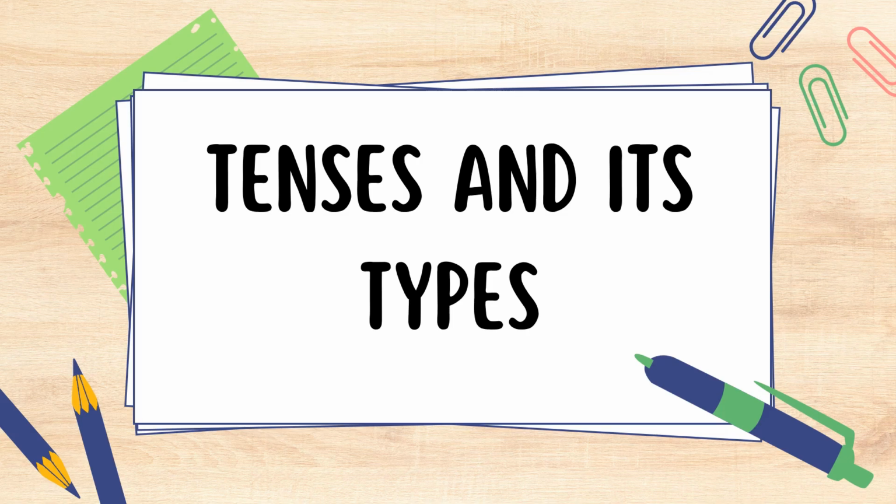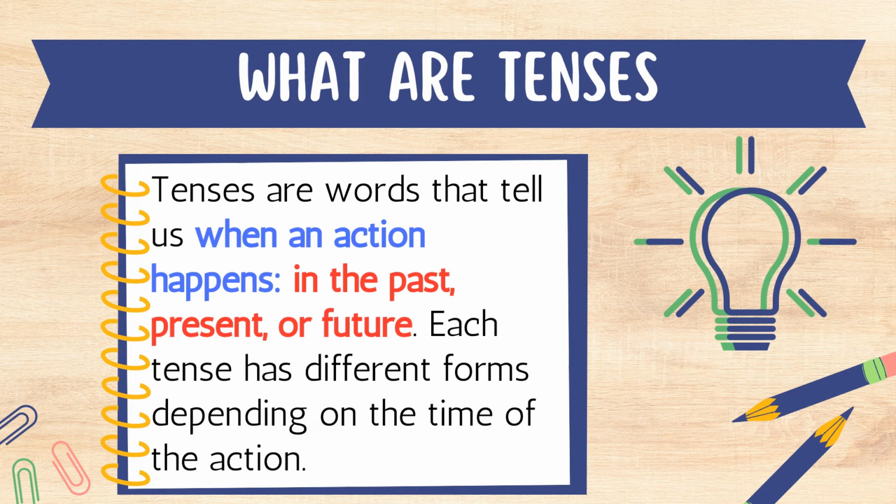So hello everyone, today we are going to discuss tenses and its types. So firstly we will understand what tenses are. See, tenses are the words which tell us about the action, okay? That if the action has happened, or it is happening, or it would happen in future. That means it is in past tense, present tense or future tense, okay?